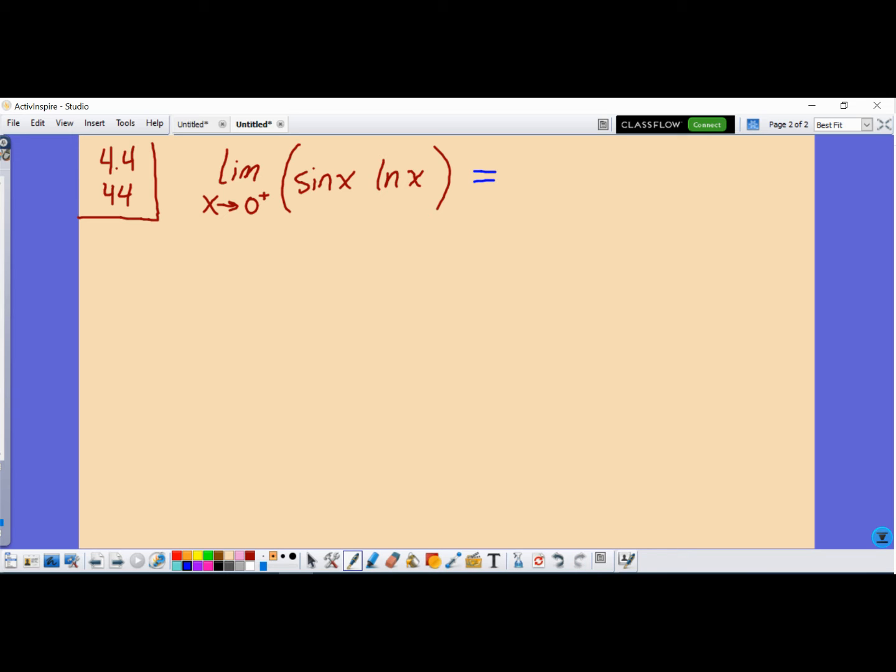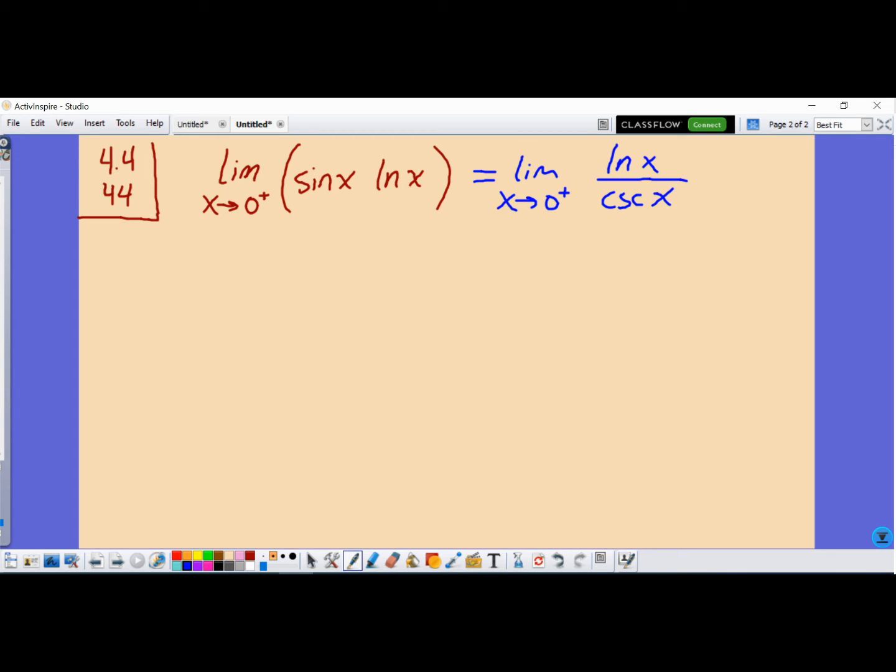I'm not using L'Hopital's rule yet. I'm just rewriting it algebraically. The limit as x approaches 0 from the right of, and again, the natural log of x, I'm just going to leave that alone on top. But what I'm going to do is take that sine of x and put it on the bottom. And so I'm just going to make it a cosecant of x.